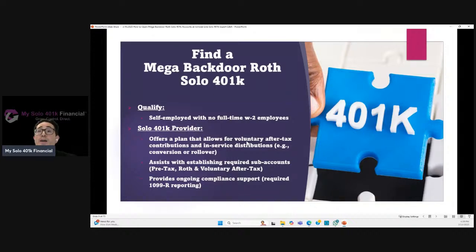So for example, as an optional free service, in other words, no additional charge, we prepare the 1099-R that has to be issued. When you move the money from the after-tax account to that Roth account, that second step is reportable on a 1099-R. So as long as customers just provide us the information in a timely fashion, we prepare that 1099-R as an optional free service. In other words, no additional charge.